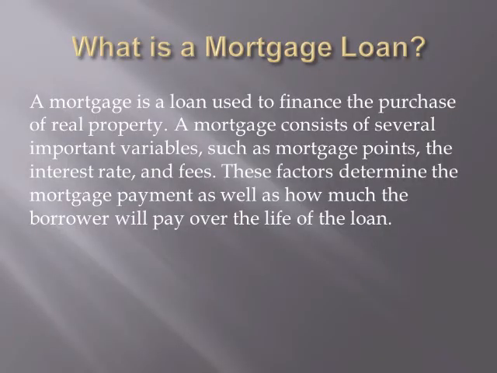What is a mortgage loan? A mortgage is a loan used to finance the purchase of real property. A mortgage consists of several important variables such as mortgage points, the interest rate, and fees. These factors determine the mortgage payment as well as how much the borrower will pay over the life of the loan.